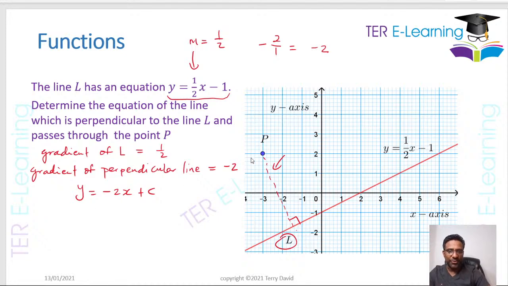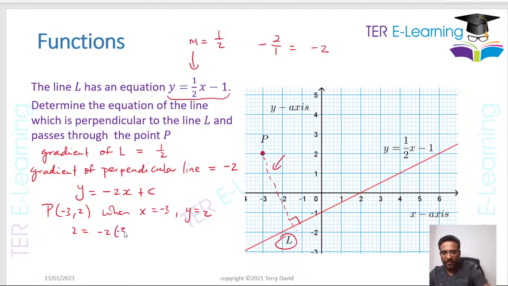So we're going to have to use the point P in order to figure out what c is. P is equal to (minus 3, 2). So that means that when x is equal to minus 3, y is equal to 2. So we're going to substitute. 2 is equal to minus 2 multiplied by minus 3 plus c. So 2 is equal to 6 plus c, and therefore c is simply equal to 2 minus 6. So c is equal to minus 4.